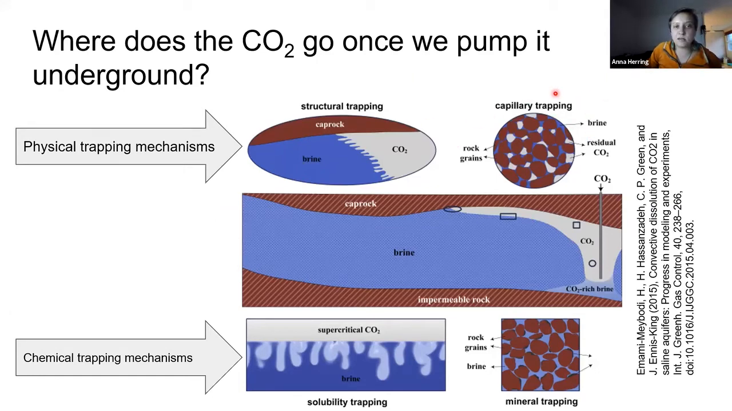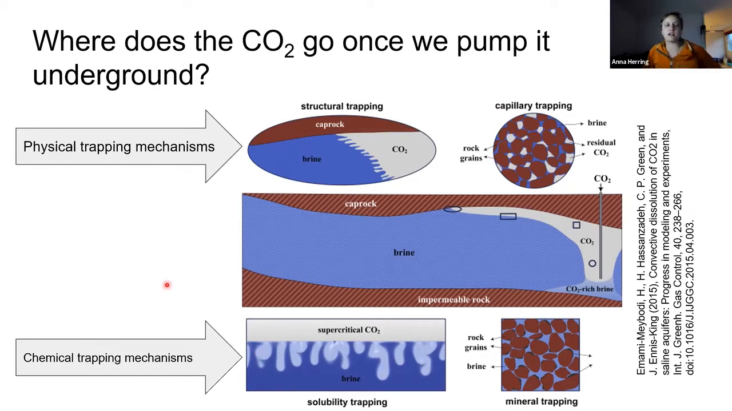Another physical mechanism is capillary trapping, sometimes called residual trapping. This is basically as the CO2 plume is moving through porous rock structure, some little tiny bubbles of CO2 get snapped off and trapped between the grains of the rocks, and they're held there due to capillary forces or interfacial forces. So that's capillary trapping.